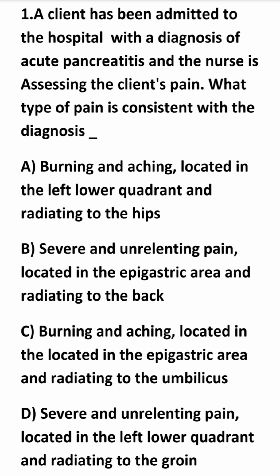First option A, burning and aching located in the left lower quadrant and radiating to the hips. Second option B, severe and unrelenting pain located in the epigastric area and radiating to the back. Option C, burning and aching pain located in the epigastric area and radiating to the umbilicus. And option D, severe and unrelenting pain located in the left lower quadrant and radiating to the groin.